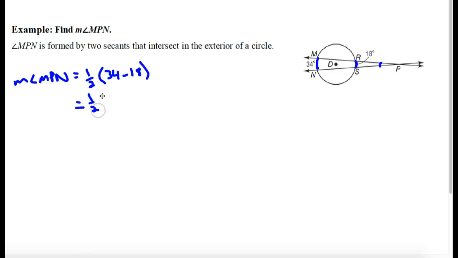So 34 minus 18 is 16. And then 1/2 of 16 is 8. So that little angle there, angle MPN, is 8 degrees. All right. Let's do a few more.